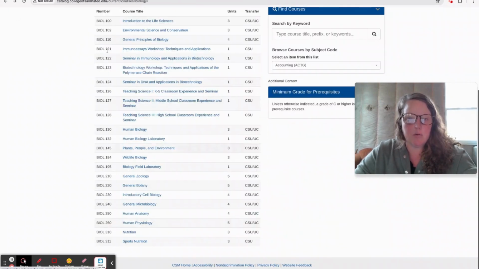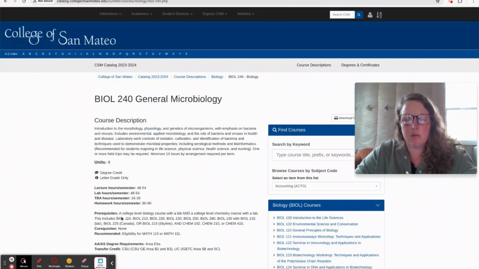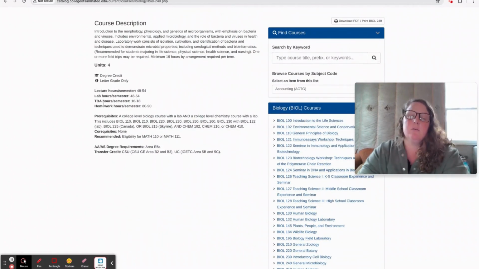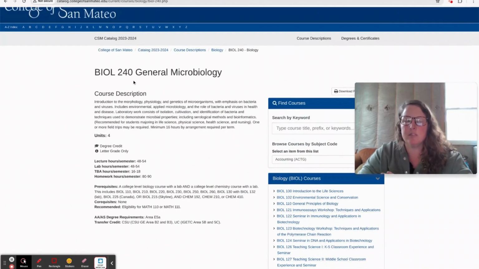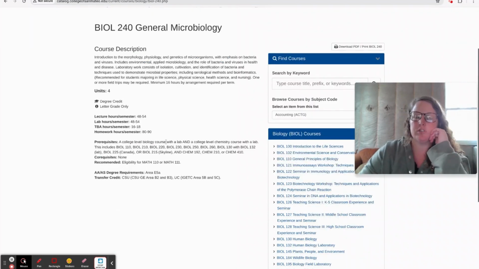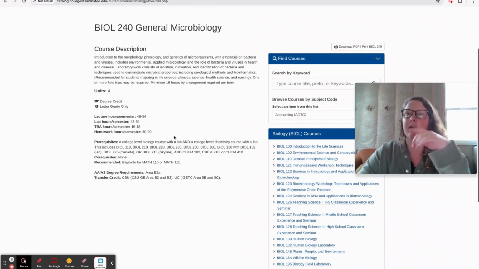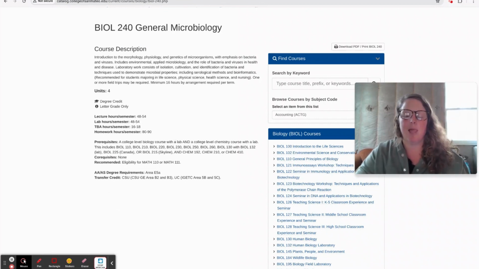Real quick, I was going to show you. So let's say we did general microbiology. These are prerequisites now. I wanted to show you what it looks like. This is advanced. Obviously, it's a 240, so you know just by the number that it's advanced. General microbiology, you don't just come into this one cold. You've got to know some stuff before you come in. A college level biology course with a lab is the prerequisite. So if you were to take that 100 and then the lab that we just saw, that would be that part. And a college level chemistry course with a lab.